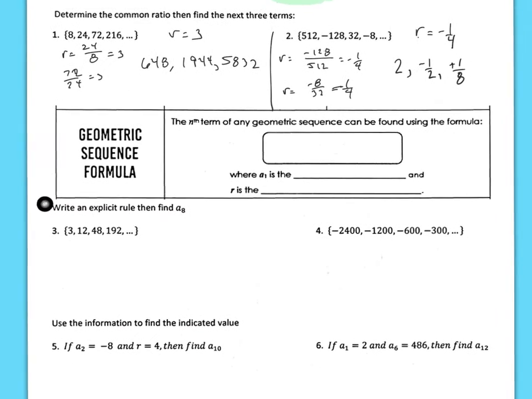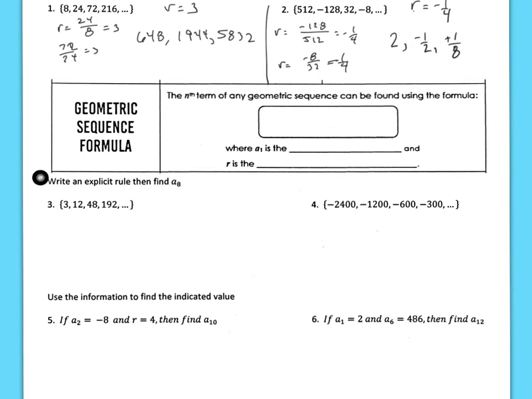We don't really want to guess when we're trying to find the nth term, so we have a formula for the nth term. You will be given this formula. The formula is a sub n equals your first term times the ratio, but the ratio has a power of n minus 1. A sub 1 is your first term, of course, we know that. That hasn't changed. What's new today is r. R is the common ratio. That's the explicit rule, so we don't have to guess and check.